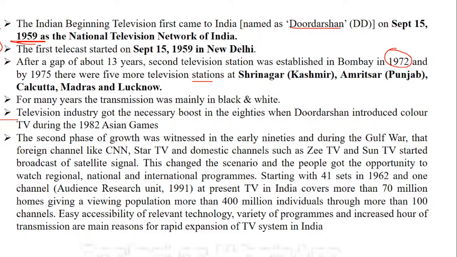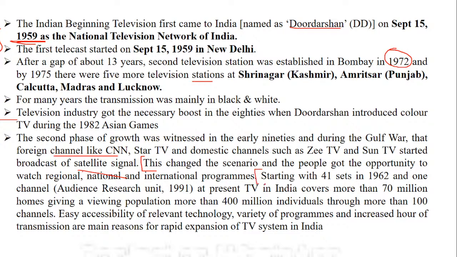Now this particular part, the second phase of growth for television, was witnessed in the early 90s, with foreign channels like CNN, Star TV, and domestic channels like Zee, Sun TV, which started to broadcast with the help of satellite signal. This is important, this changed the scenario, and people got an opportunity to watch regional, national and international programs.